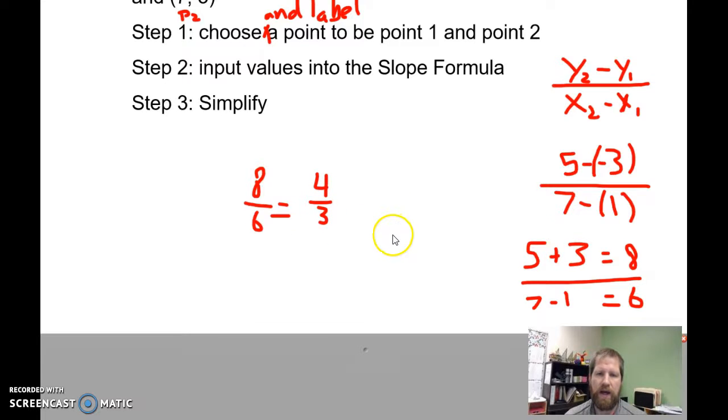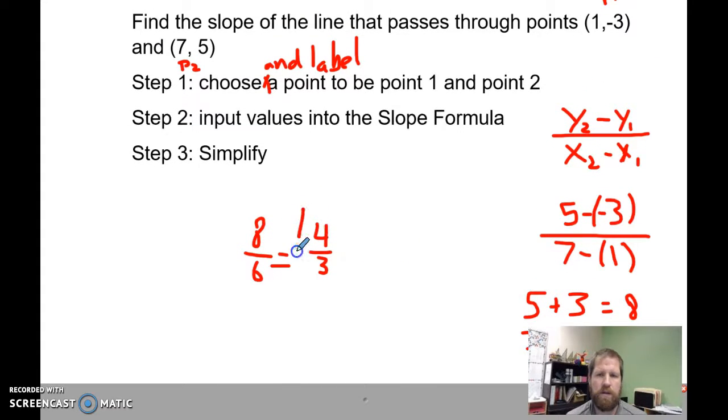4/3. And I prefer slope to be kept in this form, with a fraction, even if it's improper. Because if I'm trying to graph this, and I only have one point on my coordinate plane, I can say, okay, I'm going to go up 4. My change in y is going to be a positive 4, and my change in x is going to be 3. And that's how I can place my second point.